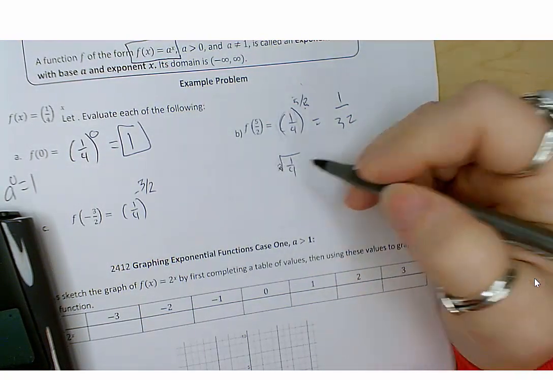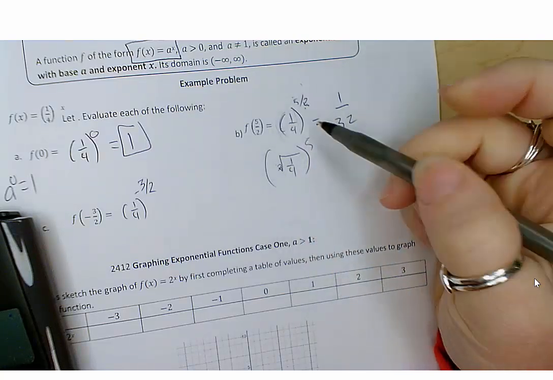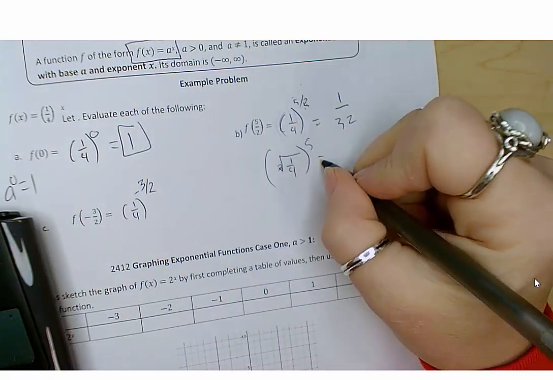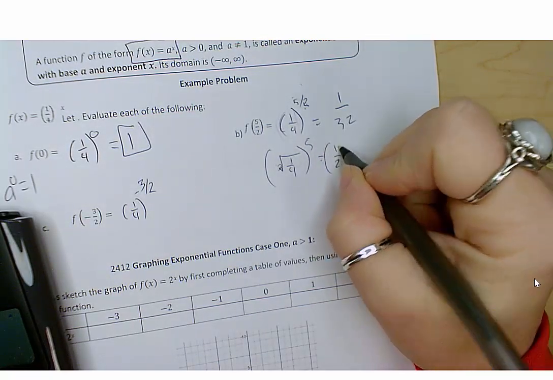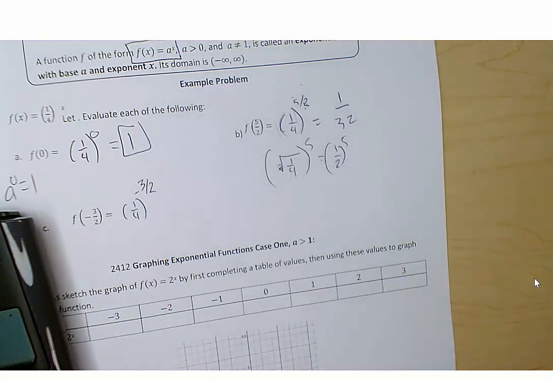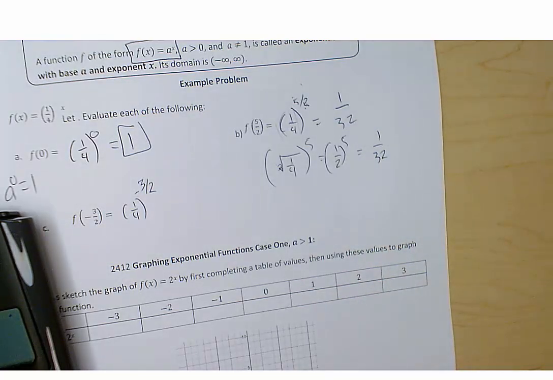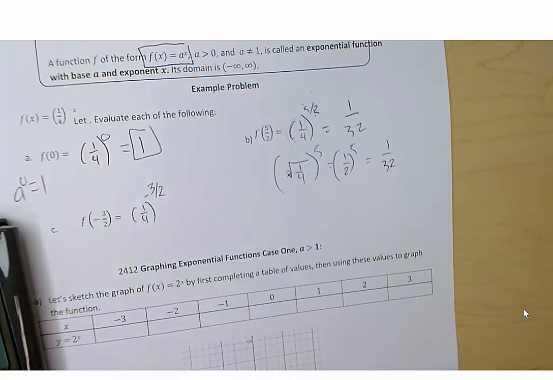So we're going to take the square root of 1/4. Then we are going to raise it to the 5th power is what this is asking us to do here. So if we take the square root of 1/4, that does give us a 1/2. And then if we take 1/2 raised to the 5th power, that's then going to give us the 1/32. So whether or not you're allowed a calculator, this is definitely a workable problem here.